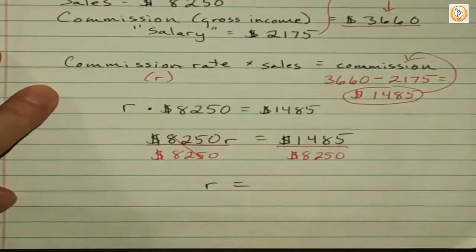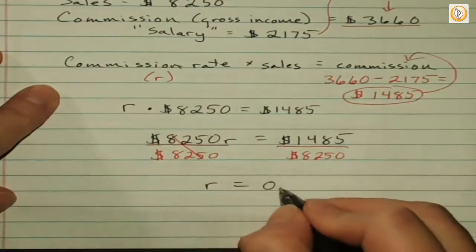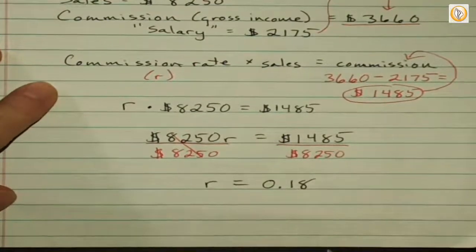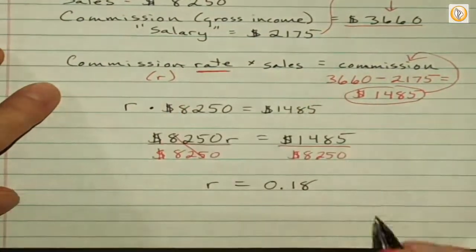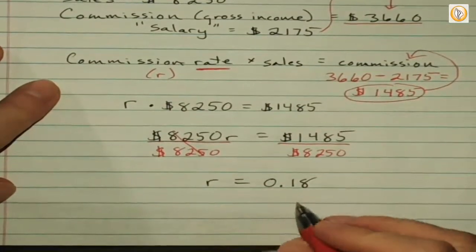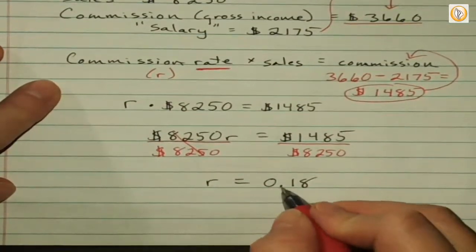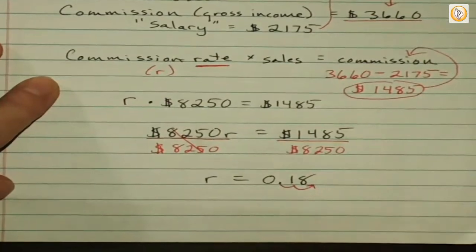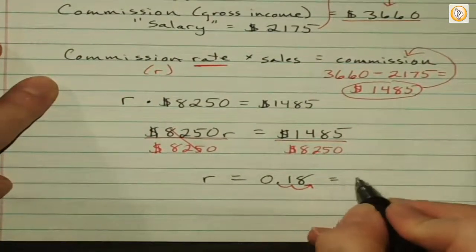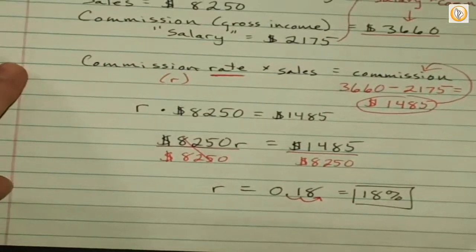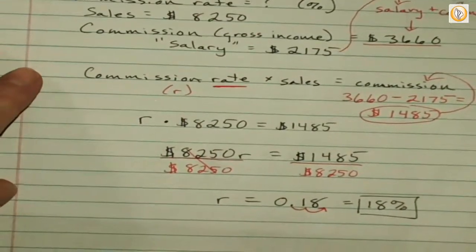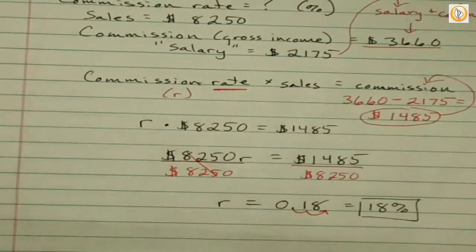Your calculator should tell you it is 0.18, but they're asking for rate, which is percent. So what do we have to do to this, Michael? Change it to percent, and it would be 18%. That's right. We move the decimal 2 places to the right, and that is 18%. There you go.